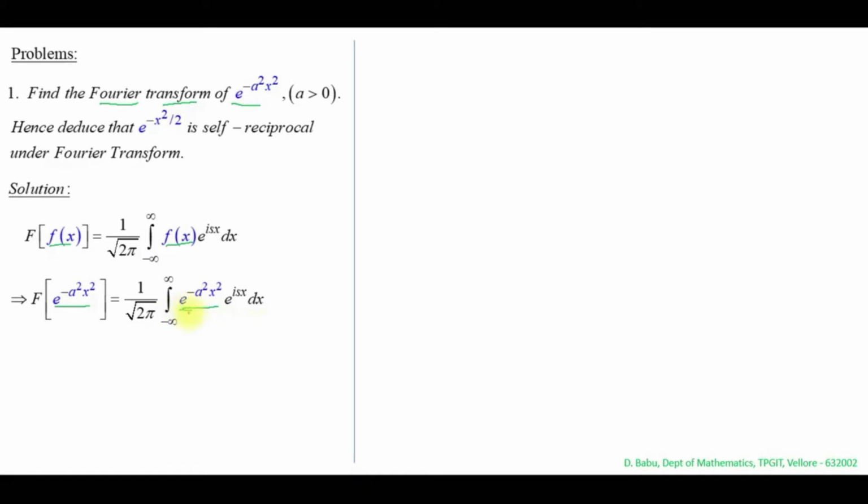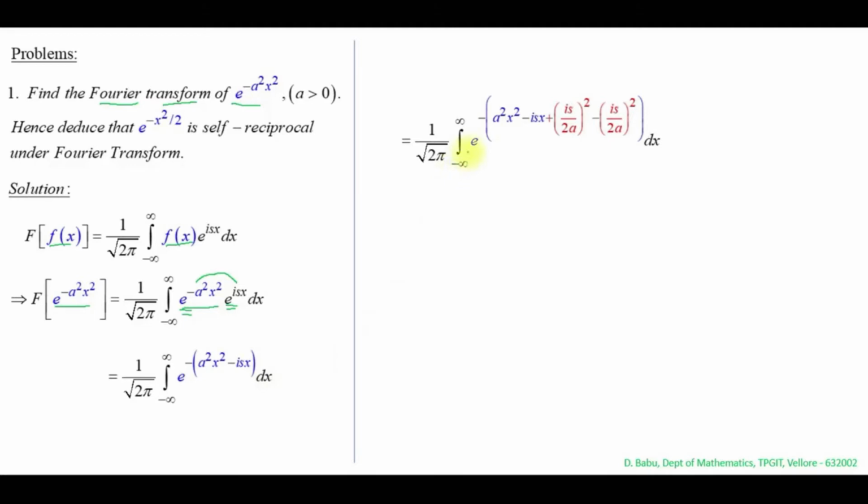So here the bases are the same. Therefore, we add the exponent terms, which equals 1 divided by square root of 2 pi, integration minus infinity to plus infinity, which can be written as minus of a square x square minus isx. Let us check: minus into a square x square, minus into minus is plus isx. So it is correct, which equals 1 divided by square root of 2 pi, integration minus infinity to plus infinity, e power minus a square x square minus isx.